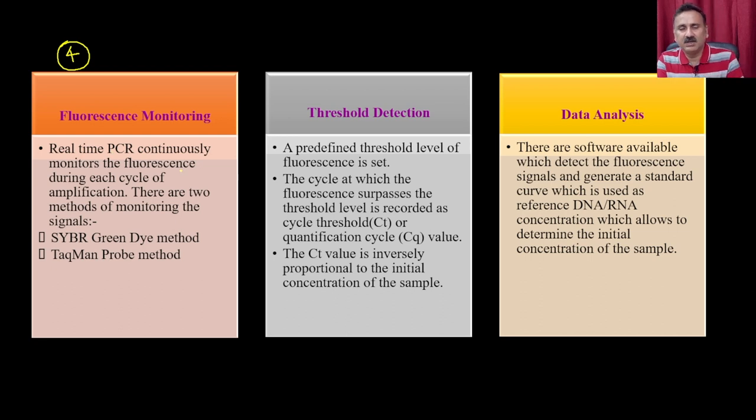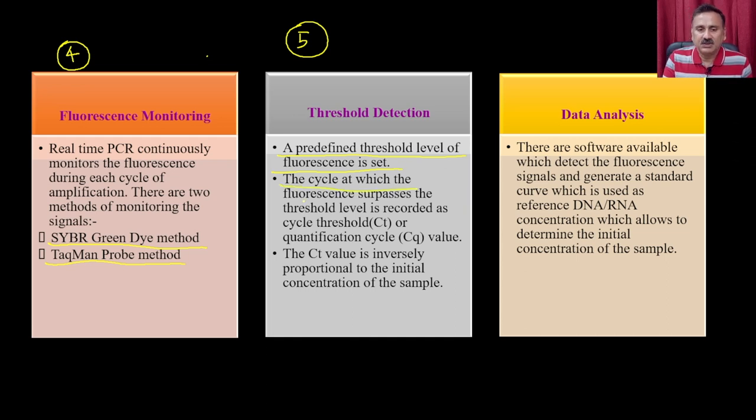You do not need to do any steps for that. That will eventually be done by the machine, and it is going to measure the intensity of the SYBR Green method or the intensity of the fluorescent dye from the TaqMan probe method. And then you are going to have the threshold detection. So, a predefined threshold level of fluorescence is set, and that is actually being done by experience. So, you will know what the threshold values will be for this particular gene product.